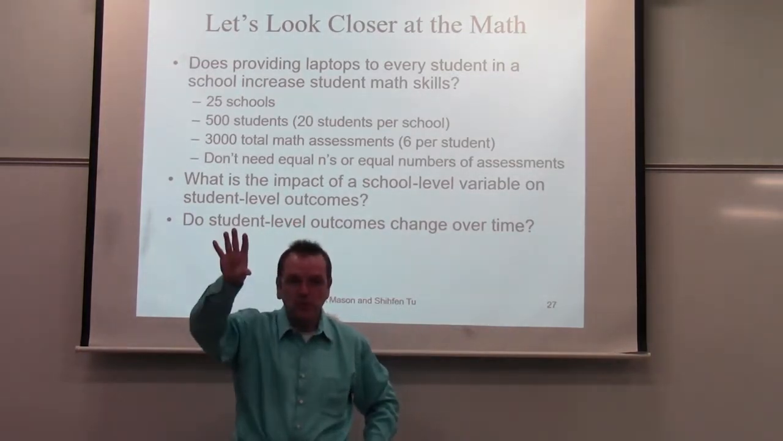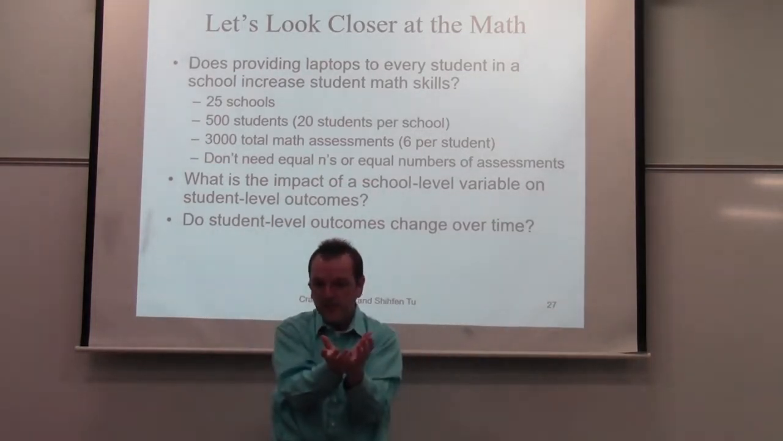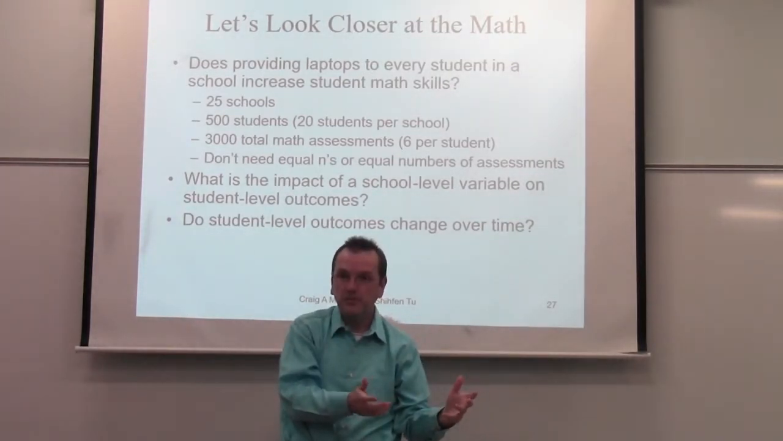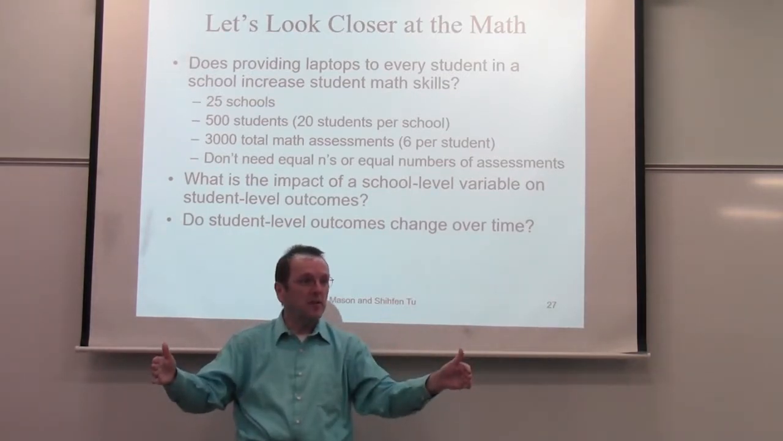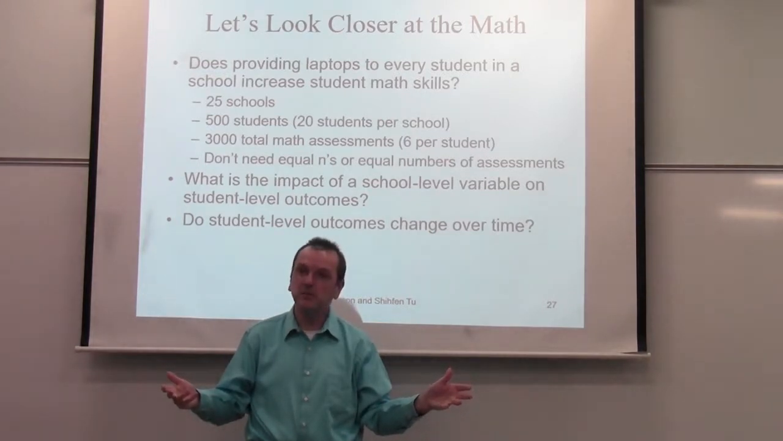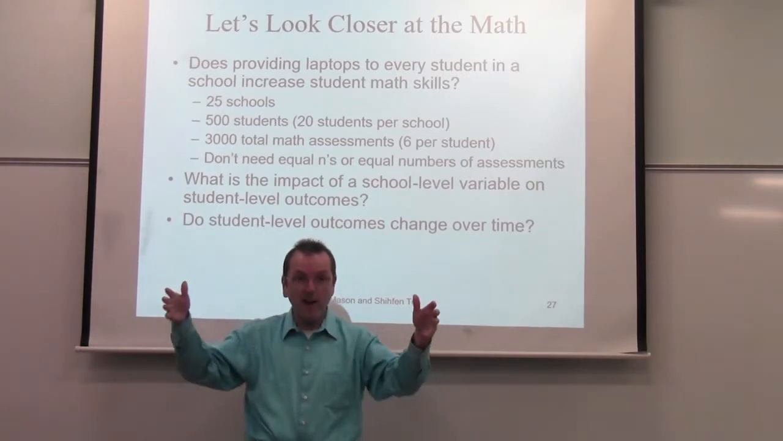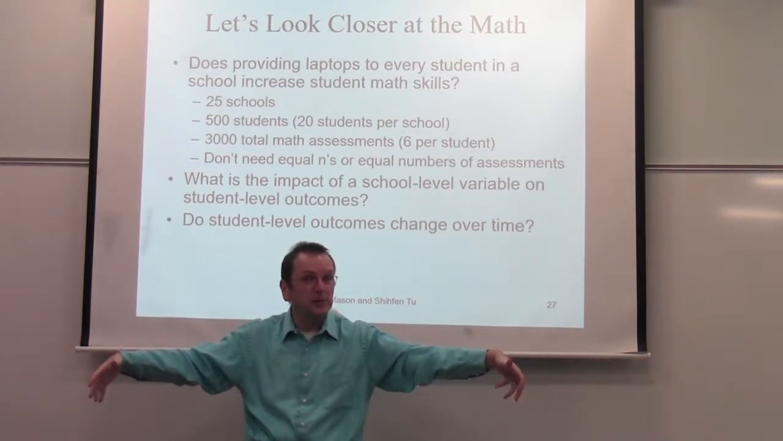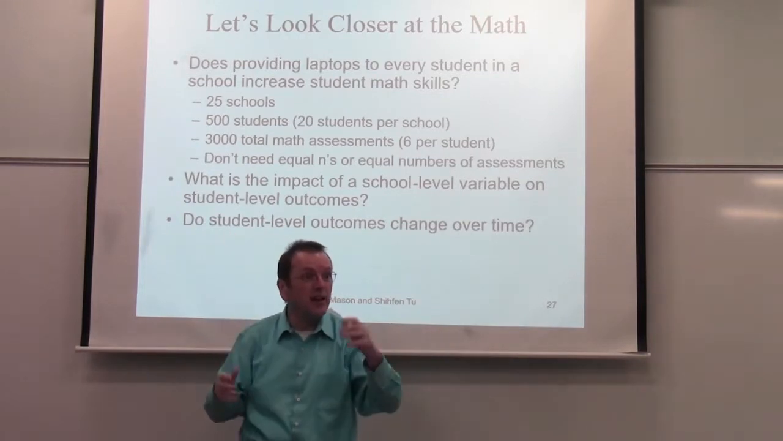So we've got 25 schools. Within each school we've got 20 kids, and each student is assessed 6 times. So you can see right there the nature of this nesting. What's my N? What's my sample size? Is it the 25 schools? Is it the 500 kids? Or is it the 3,000 different assessments? Well, it depends on the nature of the question and the nature of the data.